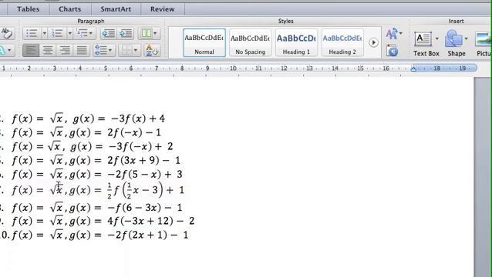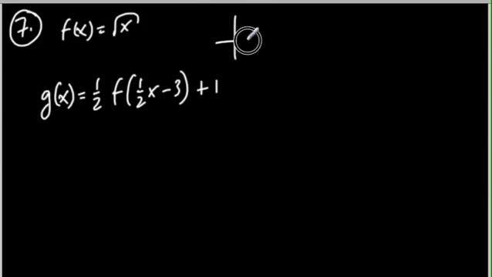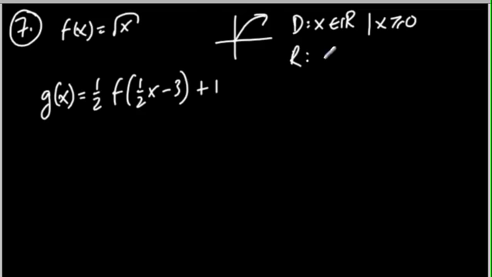Let's do number 7. So f of half x minus 3, plus 1. Okay, so here we go. I'll just do f first, as usual. So the domain is x is an element of reals, x is greater than or equal to 0. The range is y is an element of reals, y is greater than or equal to 0.